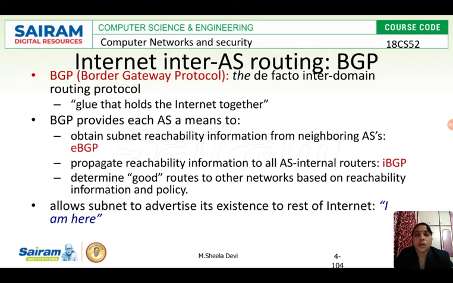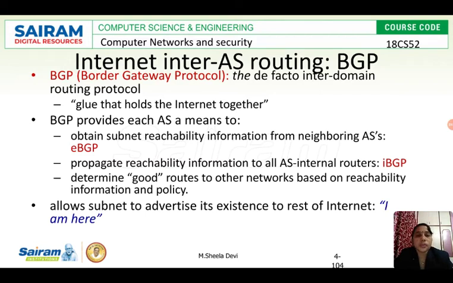So how it works is it acts as a glue to combine or to hold different autonomous systems together. Yes, BGP provides each autonomous system a means to obtain subnet reachability information from the neighboring autonomous system using eBGP session. How BGP is going to work is with two types of sessions. One is external BGP session and the other one is internal BGP session.